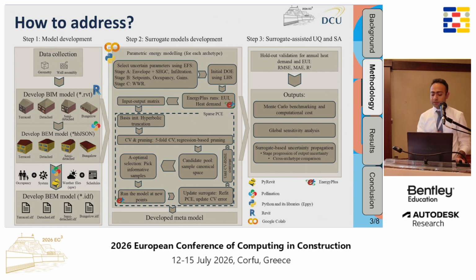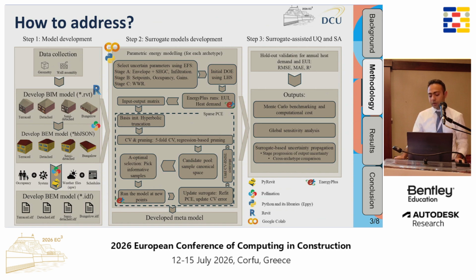To construct this surrogate model, I increase the uncertainty domain in 3 levels. In the first level, I only consider the envelope, solar heat gain coefficient, and infiltration. In the second step, I add operational variables on top of that. And in the third step, I integrated the WWR as a geometry variable.